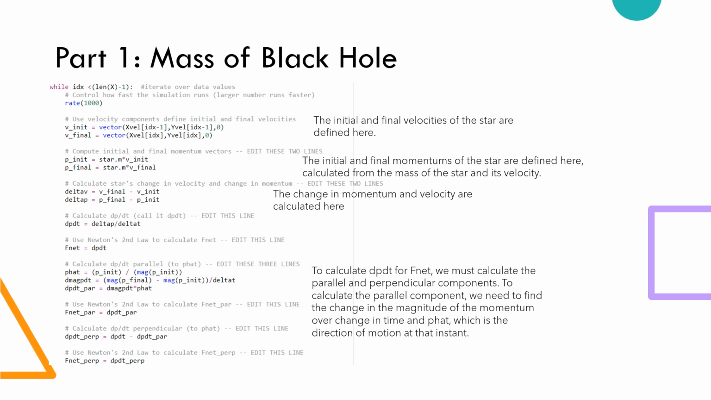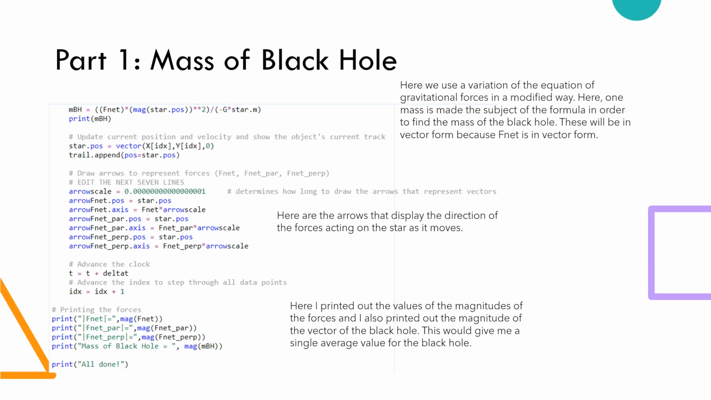To calculate the dp/dt for F net, we must calculate the parallel and perpendicular components. To calculate the parallel component, we need to find the change in magnitude of the momentum over change in time, and p hat, which is the direction of motion at that instant. To calculate the dp/dt perpendicular, we must subtract the dp/dt parallel from the dp/dt. Here we use a variation of the equation of gravitational forces in a modified way. Here, one mass is made the subject of the formula in order to find the mass of the black hole. These will be in vector form because F net is in vector form.